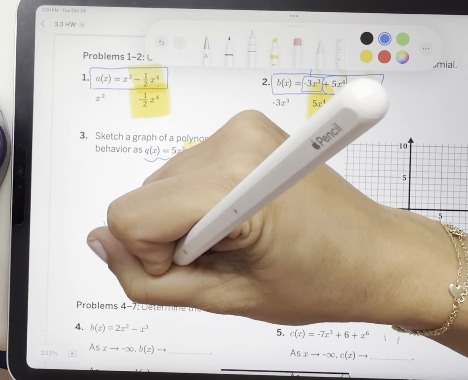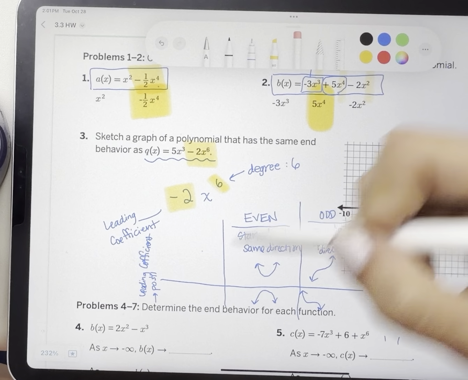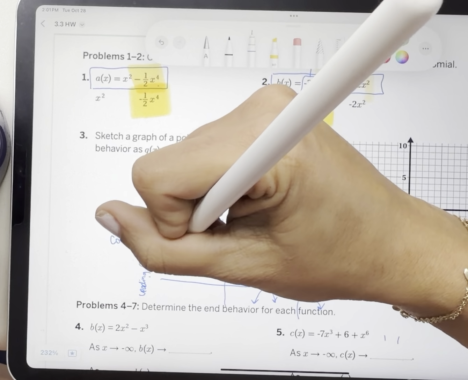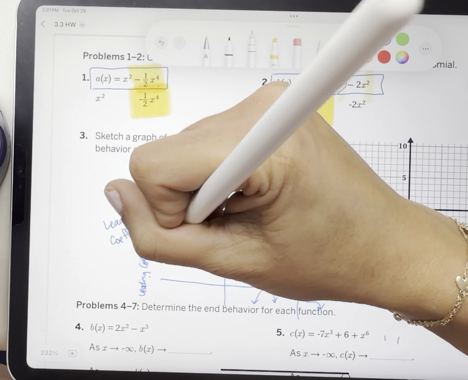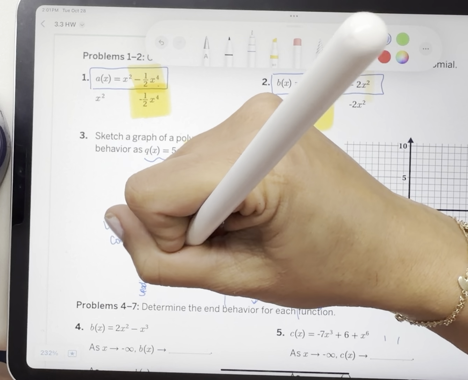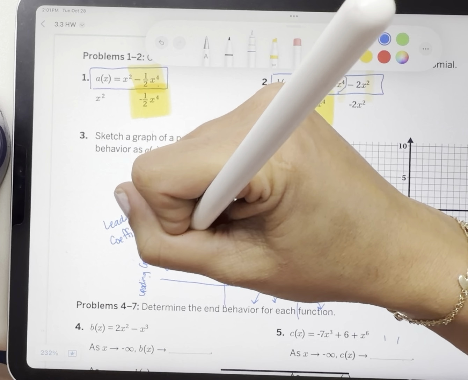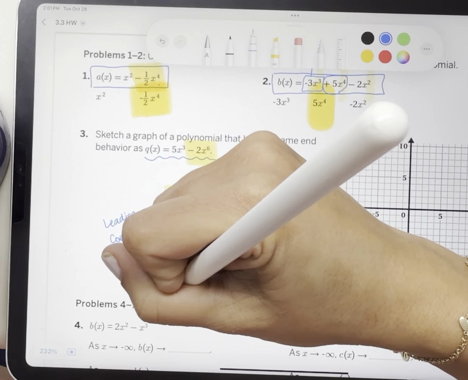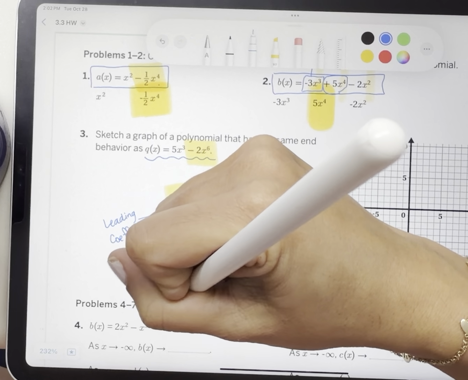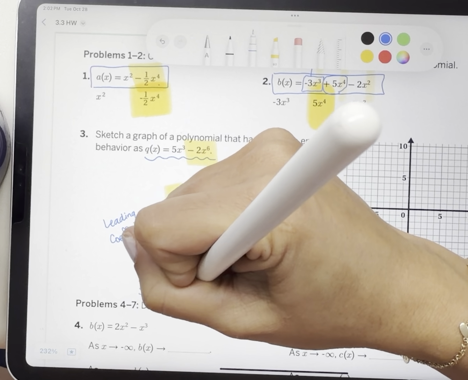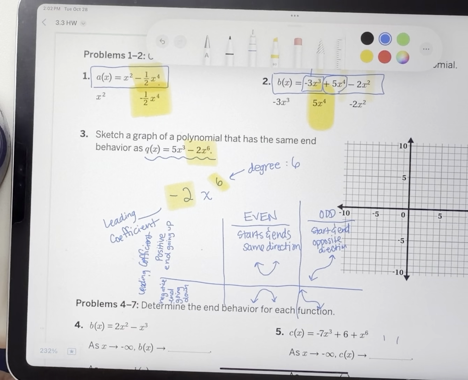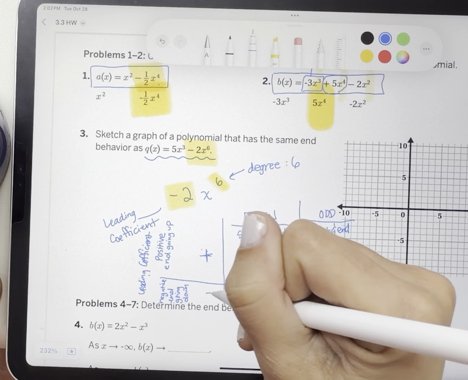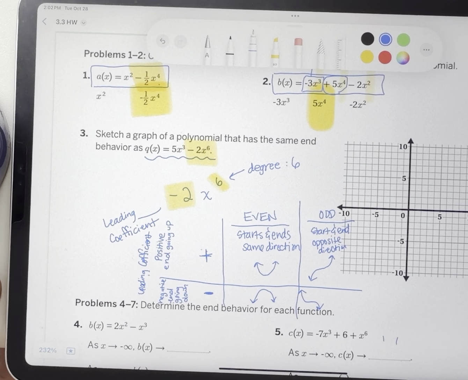If it's positive, wait, let's do this so it turns into a nice little chart. If the leading coefficient is positive, that means that I end going up. And if the leading coefficient is negative, that means that I end going down. So this is your chart that tells you everything.